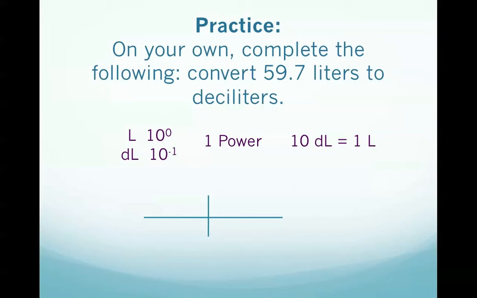I'm going to start with what I'm given, which is 59.7 liters. Because I start with liters, I have to put the 1 liter in the denominator, which is equal to 10 deciliters. I'm going to cross out the liters, because there's 1 in the numerator, 1 in the denominator, multiply across the top, divide by the bottom, and I get 597 deciliters.